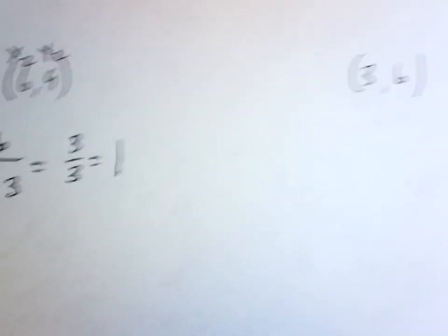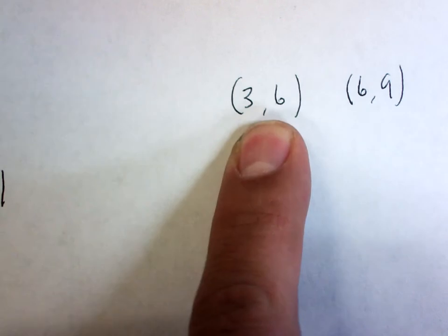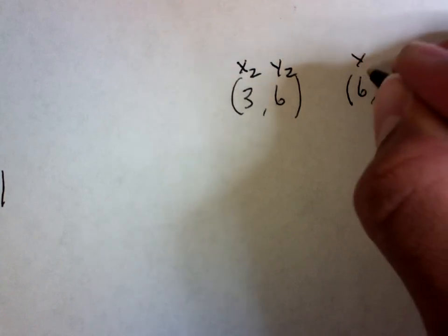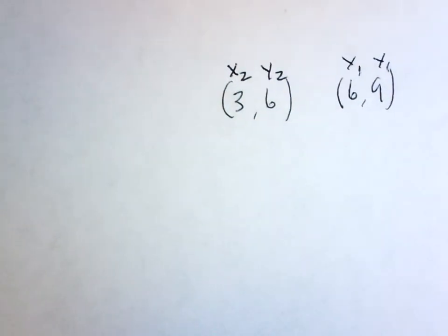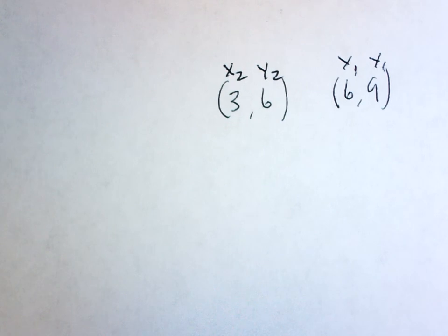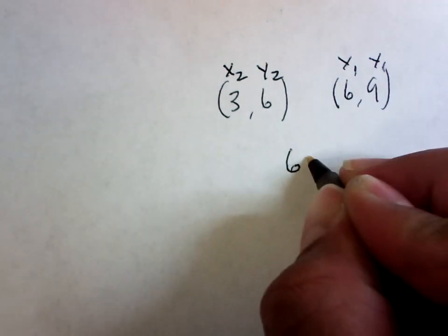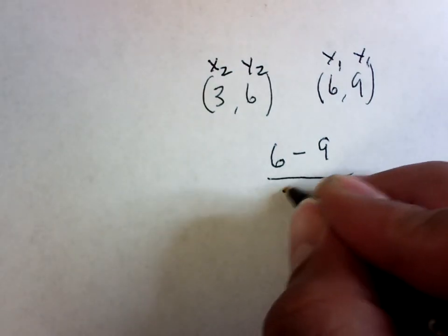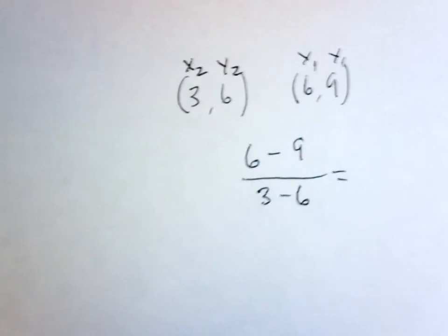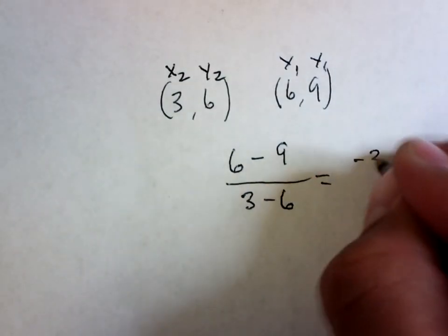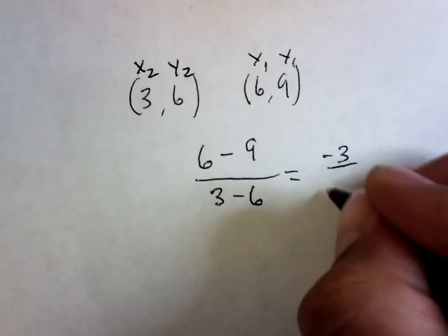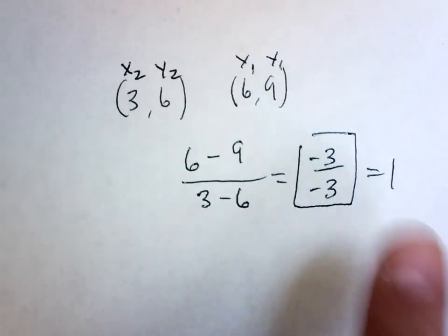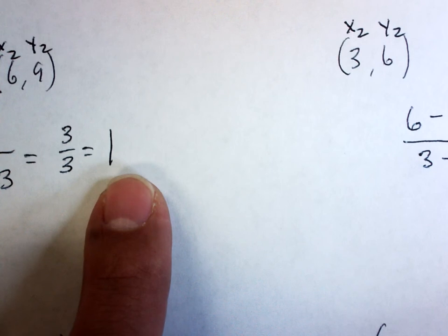Again, one more example. What if I flip them around? What if I call this one point 2? Same 2 things. Now I'll call that x2. Call that y2. Call that x1. Call that y1. So on the top, I'll have y2, which is 6, minus y1, which is 9. And on the bottom, I'll have x2 minus x1, which gives me 6 minus 9, which is negative 3. And negative 3 over negative 3 is positive 1, which is the same thing I got a while ago.